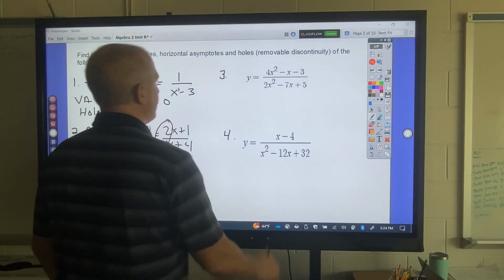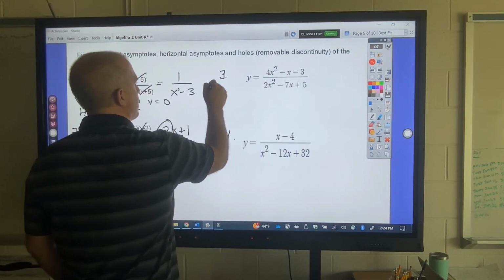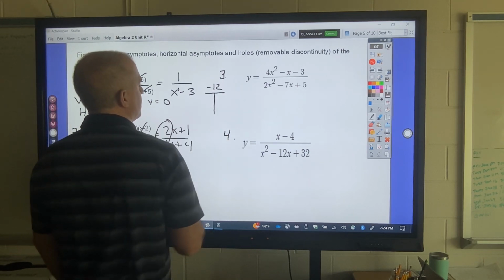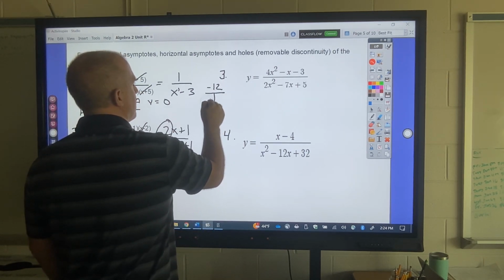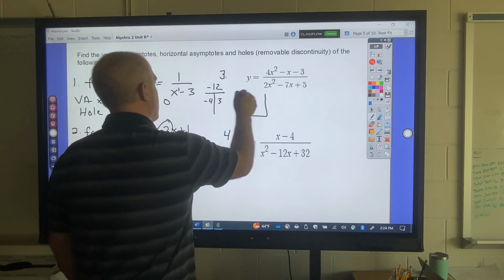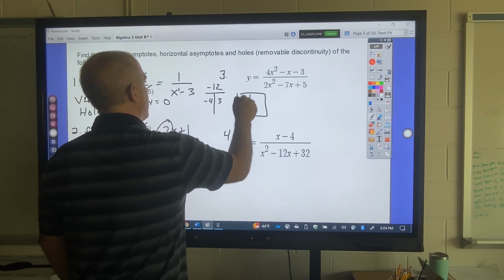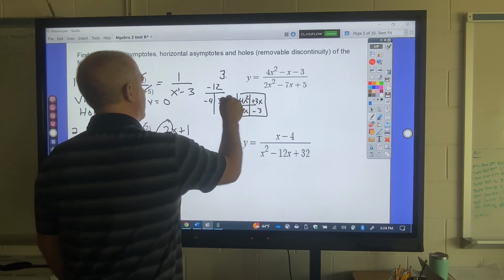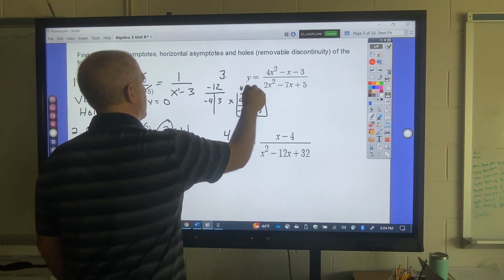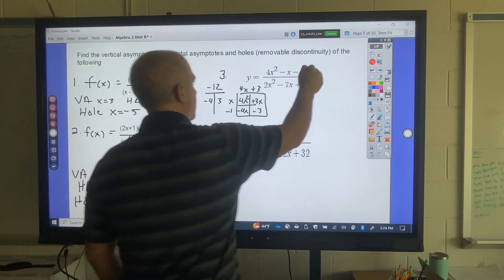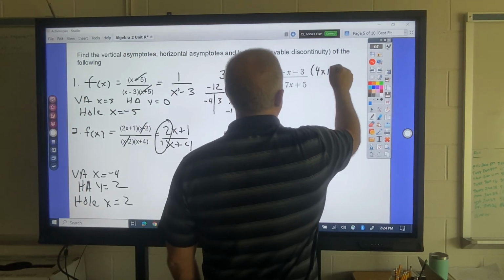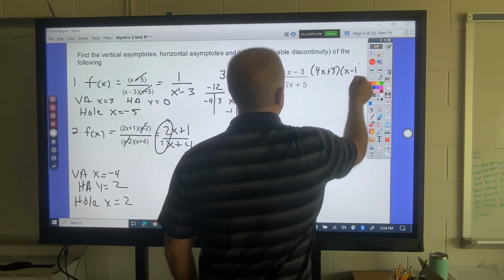So 4 times negative 3 is negative 12. Factors of negative 12 that would add up to negative 1 would be negative 4 and 3. So that's 4x squared minus 4x plus 3x minus 3. That'd be x, that'd be 4x, that'd be 3, that'd be negative 1. So I got 4x plus 3, x minus 1.